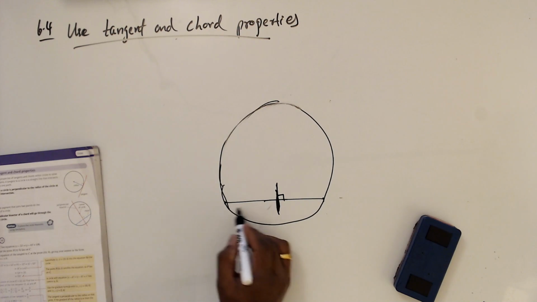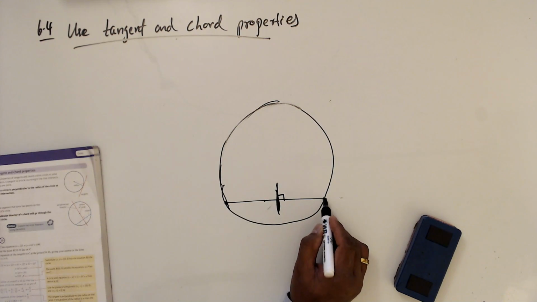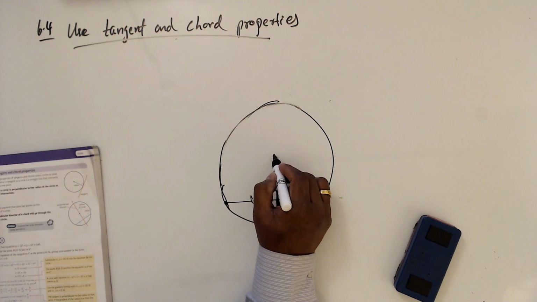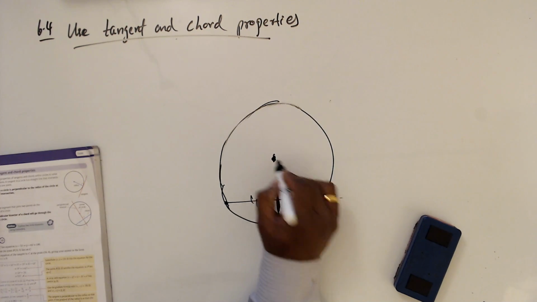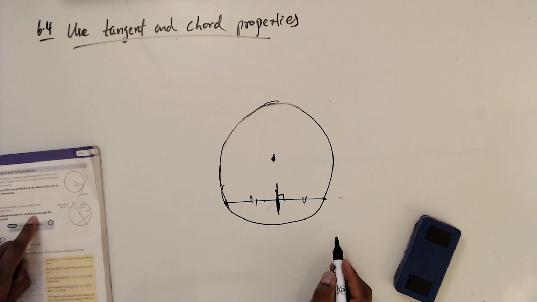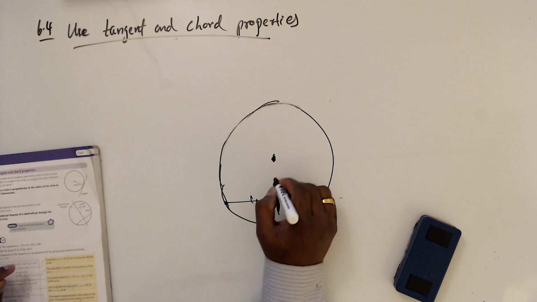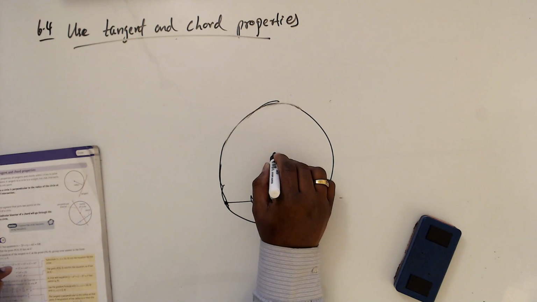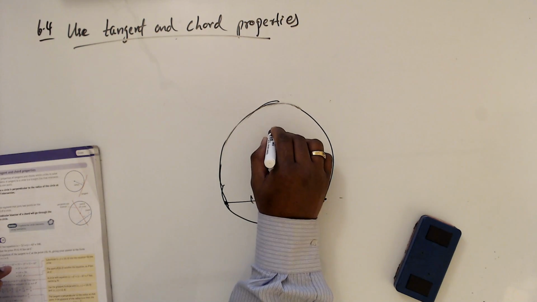Now this line segment is a chord. What it's saying is that the perpendicular bisector of the chord will go through the center of the circle. If you extend this one, it will go through the center of the circle.